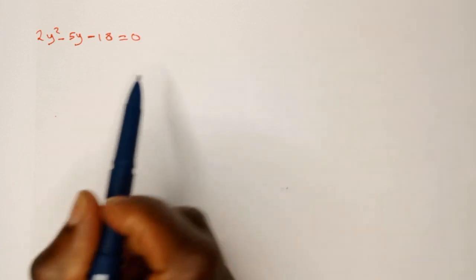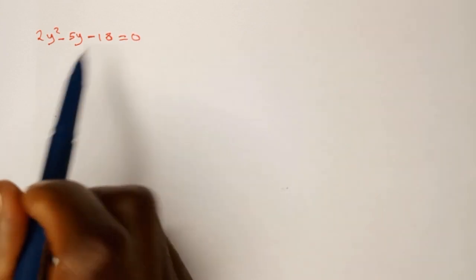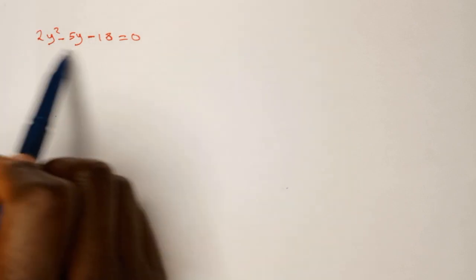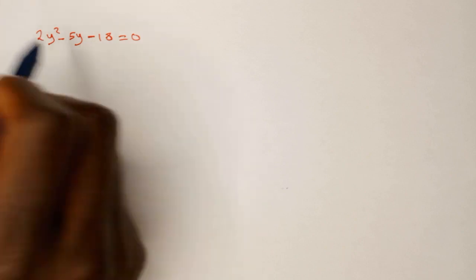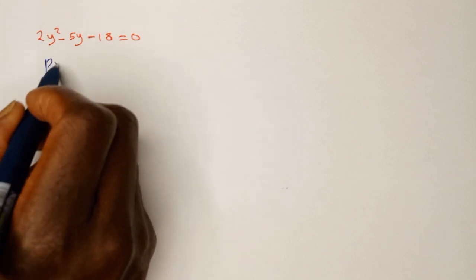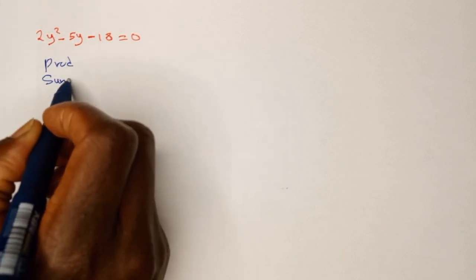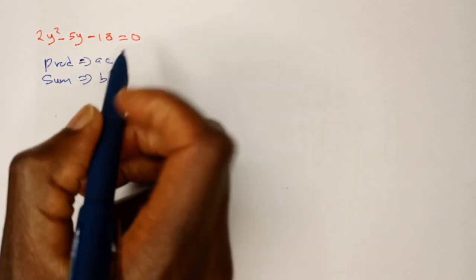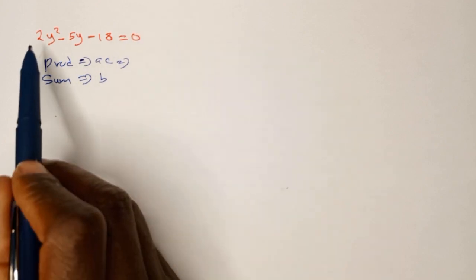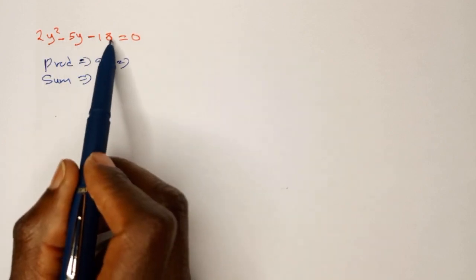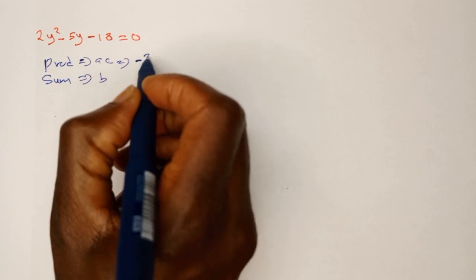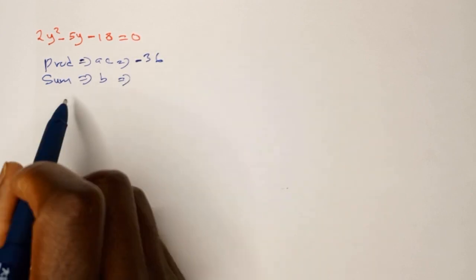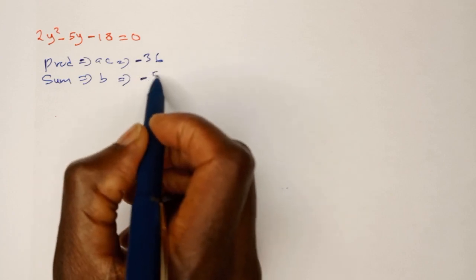I'm told to solve this equation by factorization. So I factor this expression. So I told you this one you look for product and sum. So product is AC and sum is B. So our AC, you take this 2, you multiply by negative 18, that will be negative 36. Then our sum will be negative 5.